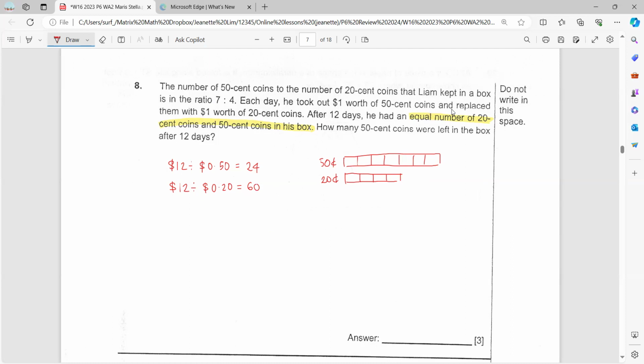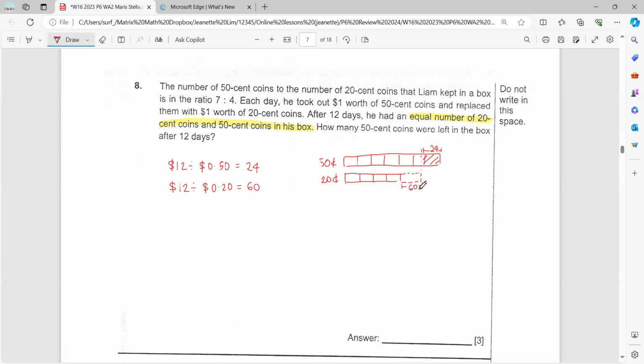So let's say this is 24. Okay, that we are removing. Then we're adding in 60. And they have equal in the end.